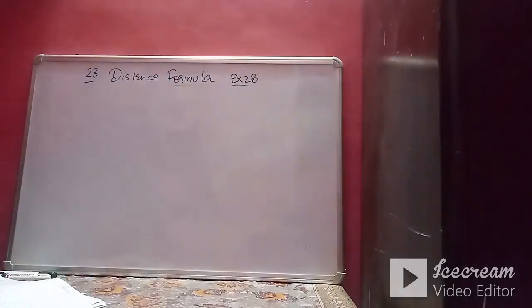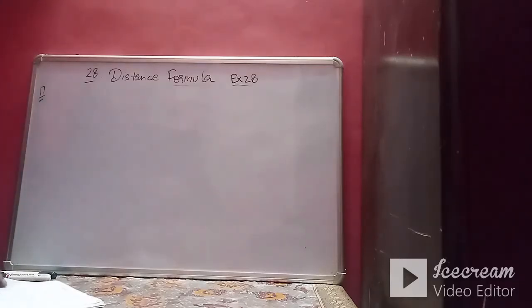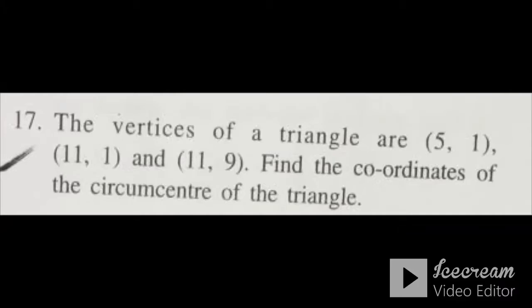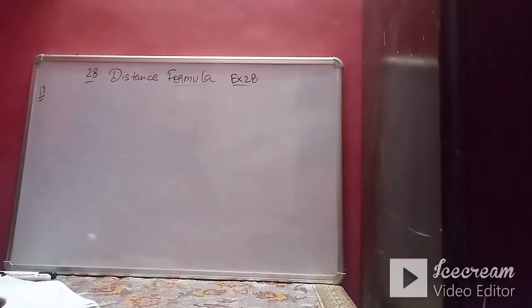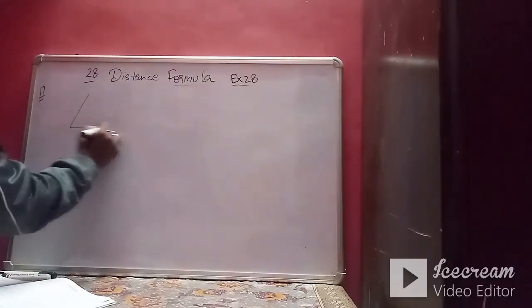So far we have discussed till question number 15. Now we will discuss the questions after question number 15. So let's see a different type of question, question number 17. The vertices of triangle are, so let's draw a rough triangle like this.